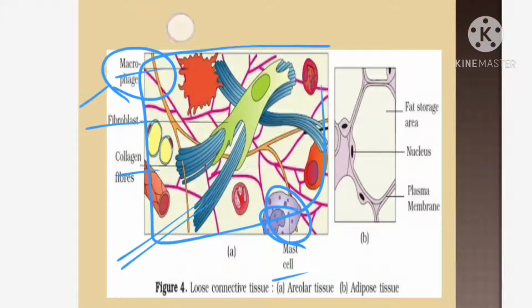So macrophages and mast cells act as a defense mechanism, and the fibroblasts and collagen fibers play a major role in what? Acting as packaging substances. Like thermocol, they act as the packaging material. Here the fibrous cells, that is fibroblast and collagen fibers, act as packaging material, right.